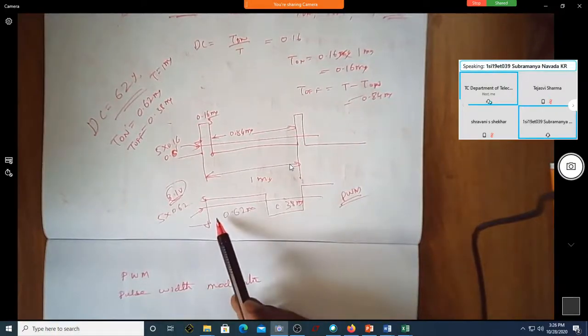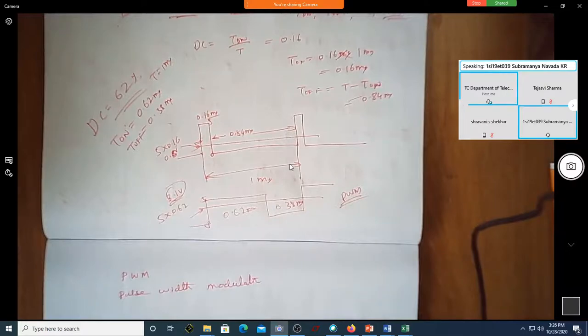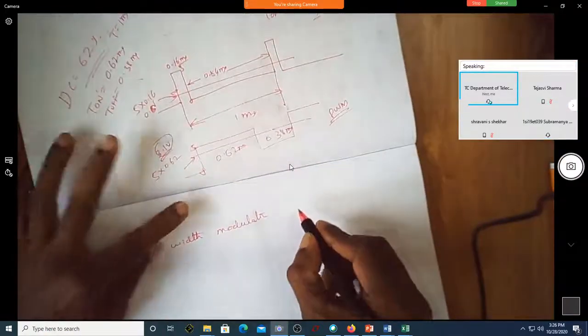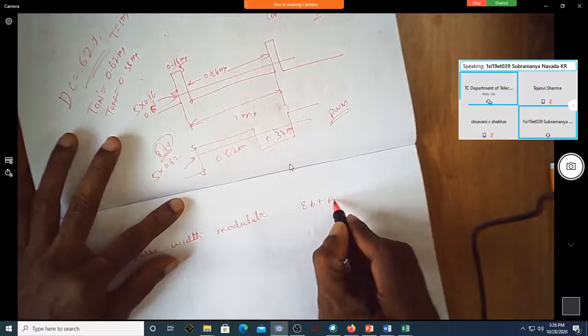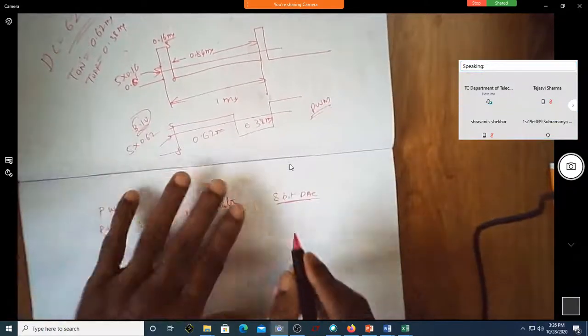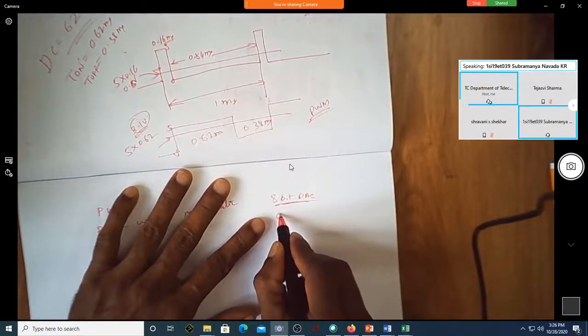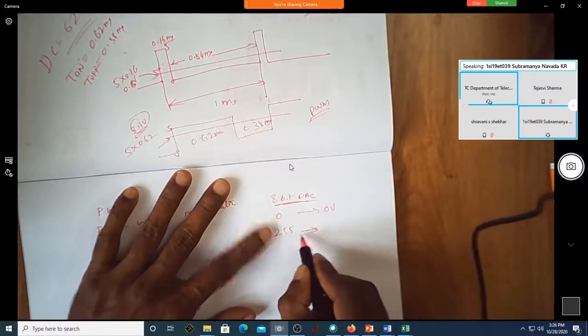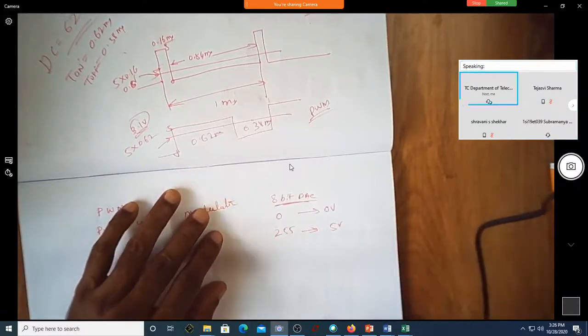What is the advantage of varying the width? It will give me the desired voltage. It will change the duty cycle, which in turn gives a different average voltage. So what we have here is an 8-bit DAC. Since it is 8-bit, 0 to 255 are the possible values. 0 corresponds to 0 volt, 255 corresponds to 5 volt, the max.